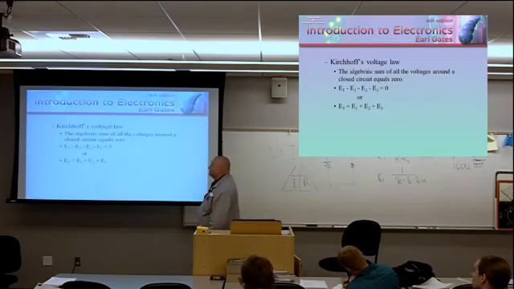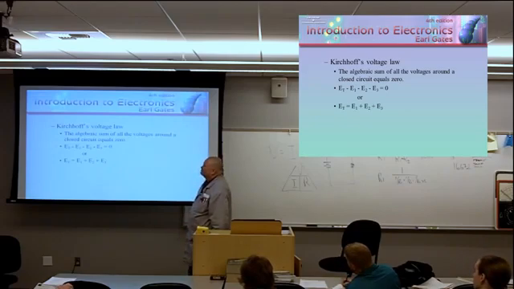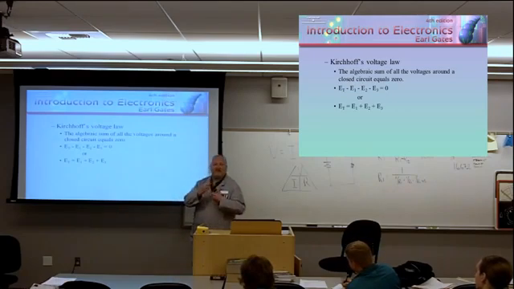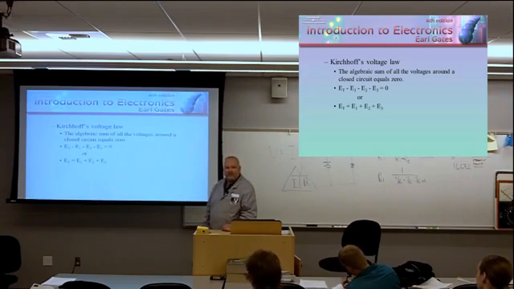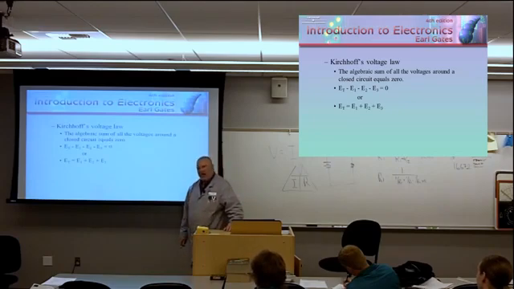Kirchhoff's law also has a voltage application. Kirchhoff says the algebraic sum of all voltages around a closed circuit equals 0. This is a fancy way of saying voltage rise equals voltage drop. And you know how much you're left over with? 0. We talked about this last week, didn't we?